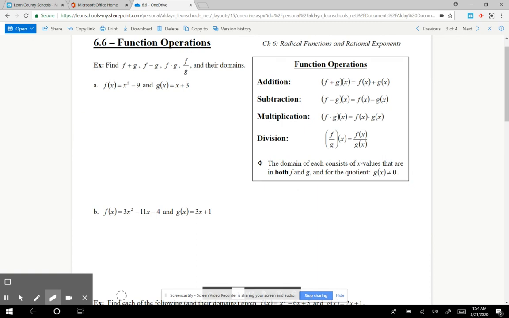All right, so this was part 1 of 6.6 function operations. We did one example together, and then you did one by yourself after pausing the video. So I want you to stop right now. This is going to be considered part 1 of 6.6.